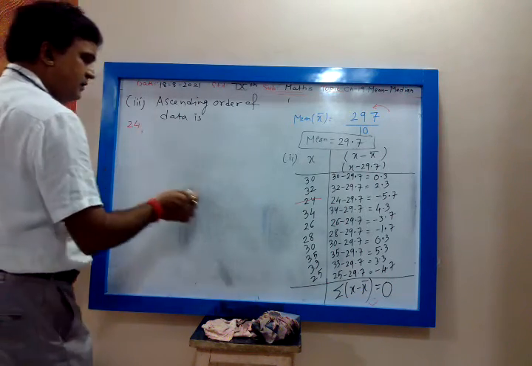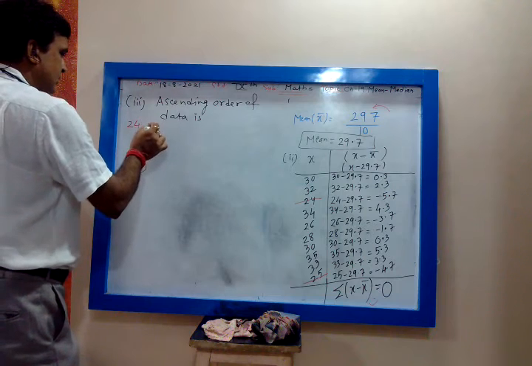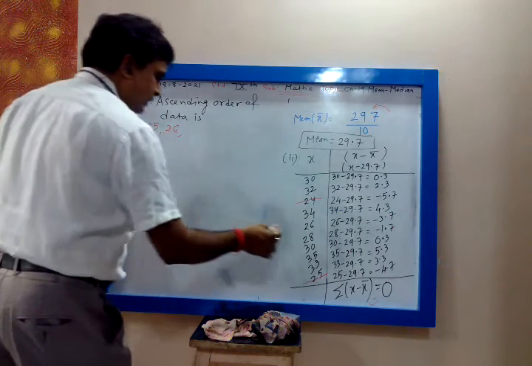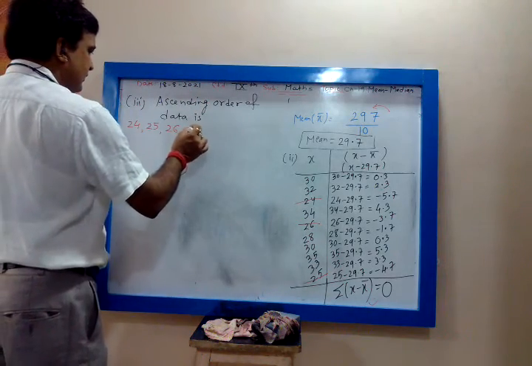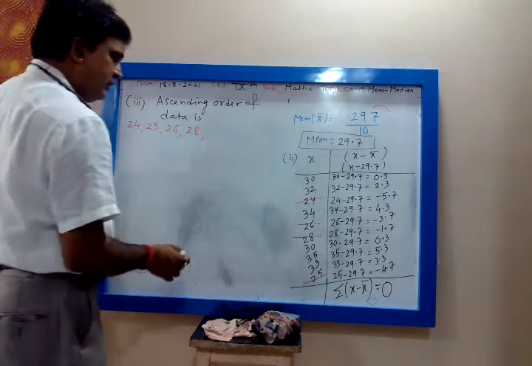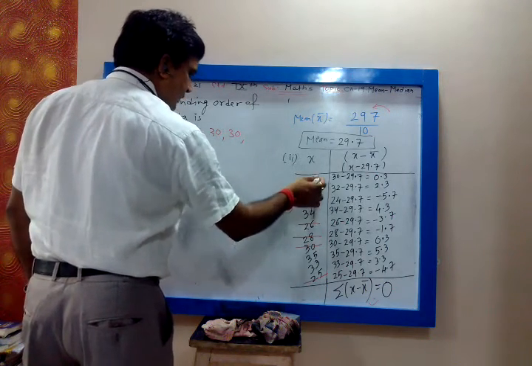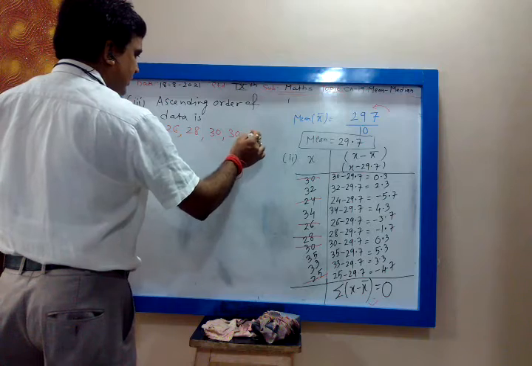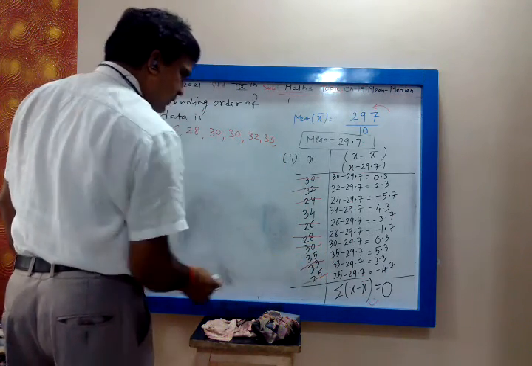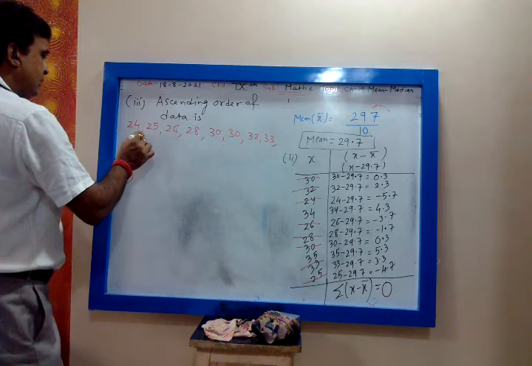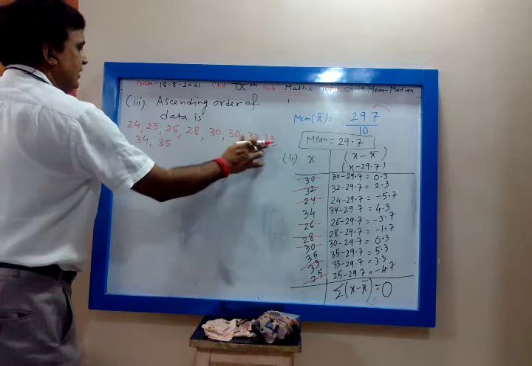24, then 25, yes, then 26, okay, then 28, then 30, 30, 30, 30, then 32, 33, then 34, 34. Count how many values: 1, 2, 3, 4, 5, 6, 7, 8, 9, 10.